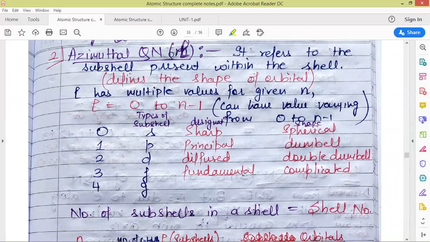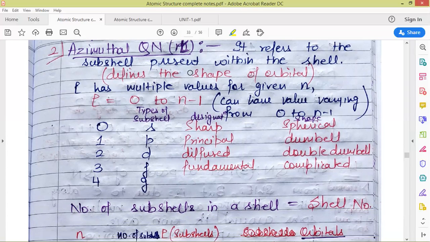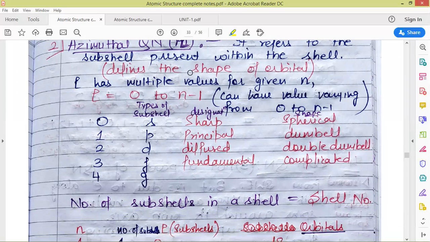So based upon this quantum number, if we know which subshell is there, we can know the shape of the orbital in which the probability of finding the electron is maximum. L can have multiple values. Its value depends upon the value of n. L can have n number of values.